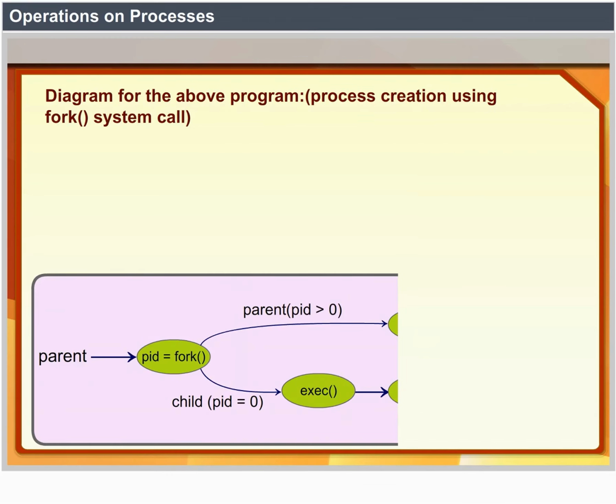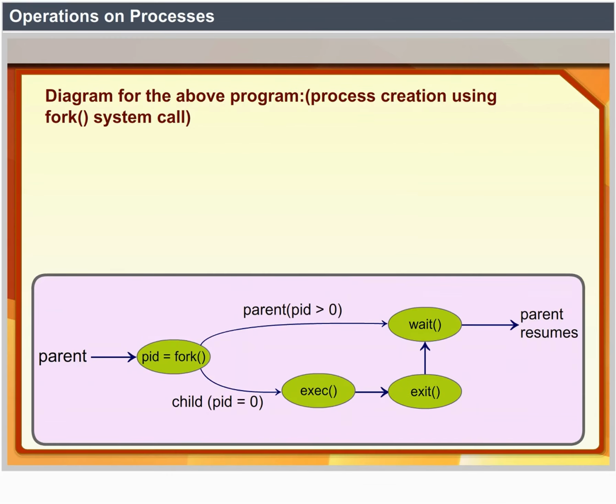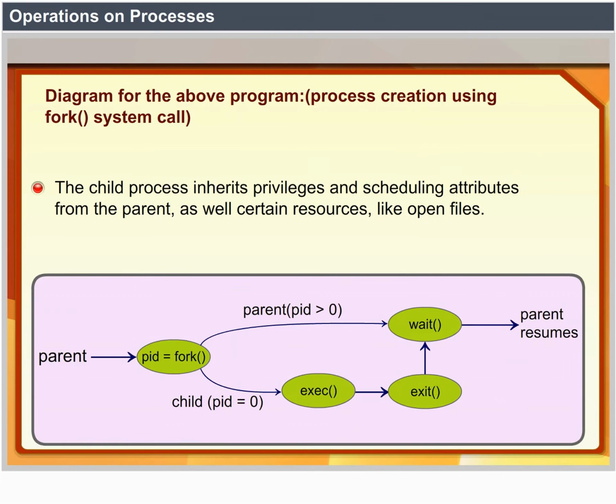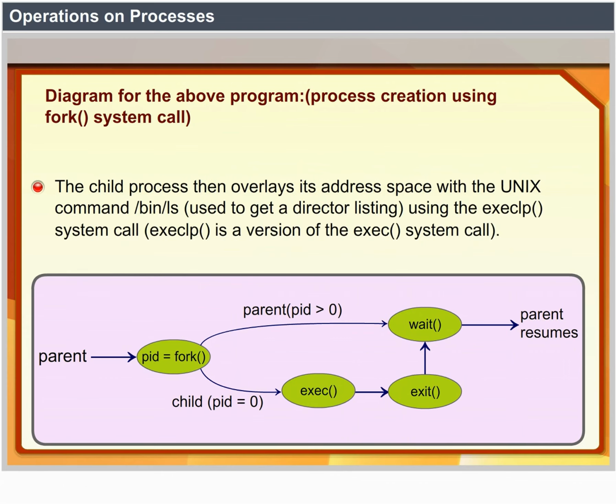Diagram for the above program. Process creation using fork function system call. The child process inherits privileges and scheduling attributes from the parent as well as certain resources such as open files. The child process then overlays its address space with the Unix command /bin/ls, used to get a directory listing, using the execlp function system call. The execlp function is a version of the execute function system call.